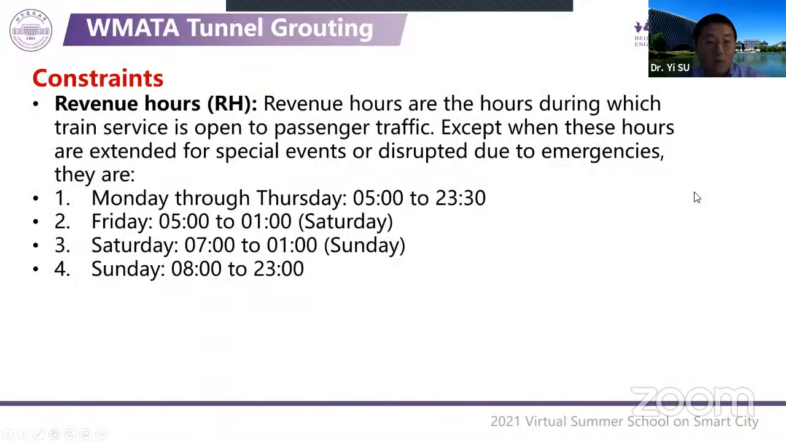Also, a difference with DC Water: the constraints for this tunneling project are different because of the revenue hours. The Metro system has revenue hours, when the train service is open to passenger traffic, except these hours are extended for special events or disrupted due to emergencies. They are Monday through Thursday, 5 a.m. to 11:30 p.m., and Fridays, Saturdays, and Sundays are different.